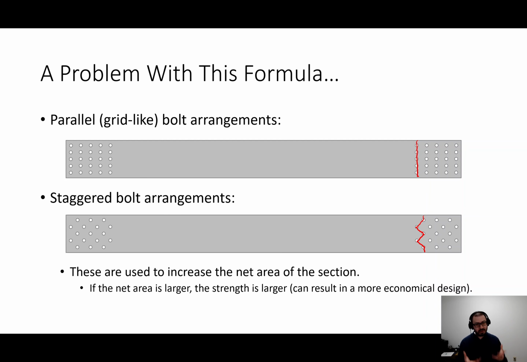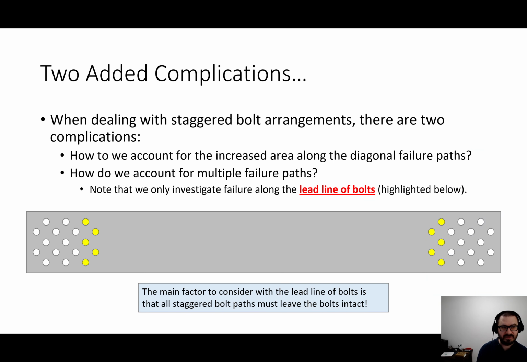And if we increase the net area, we increase the capacity. So we're able to use the same member and get more strength out of it. Or more specifically, we might be able to use a smaller member if we stagger our bolt arrangement. So there are multiple reasons why you would do it. It's not done just spuriously. There are reasons for it.